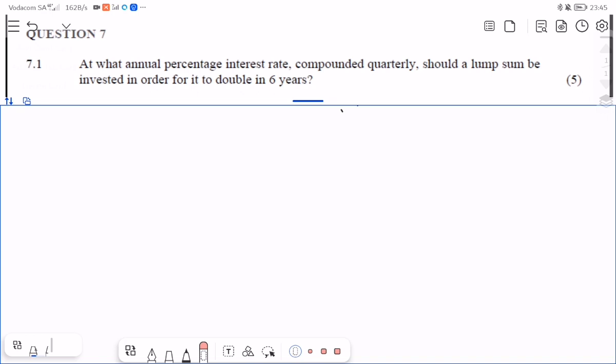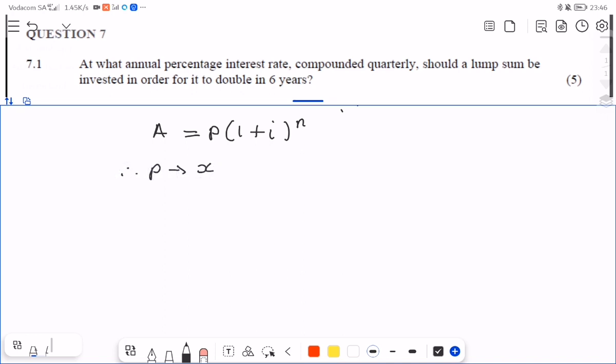I will start by writing down the formula. Since it is given that this is compounded quarterly, I'm going to use the compound formula: A equals P into (1 plus i) to the power of n. Then you might be asking where is the value of P, the amount invested? We are not given the actual size of that amount, so you're going to denote P as X.